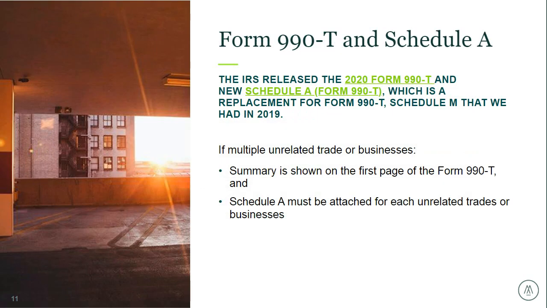And as you've probably noticed this past fall busy season, the IRS released the 2020 NAET, which has been redesigned a bit. So there's now a new Schedule A, which is a replacement for the Schedule M that we had before. So now each separate UBI activity is reported on its own Schedule A, and the first page of the NAET is a summary of all of those activities. So not a huge difference. If anything, I think it's a little bit more intuitive.